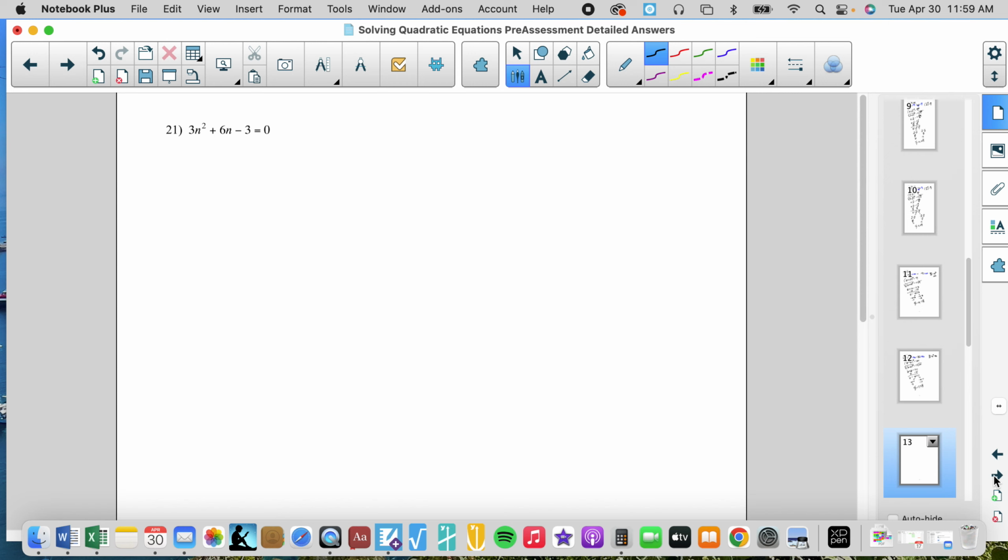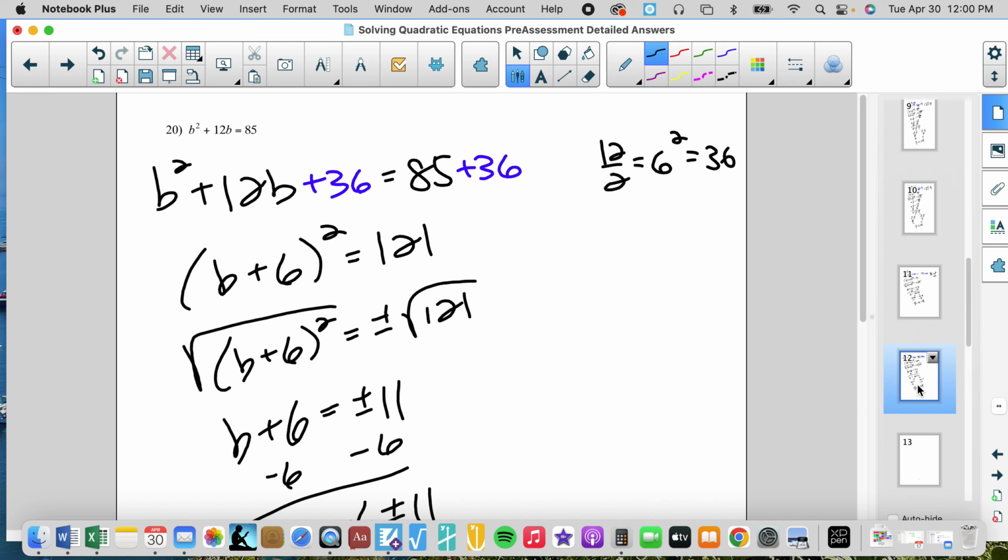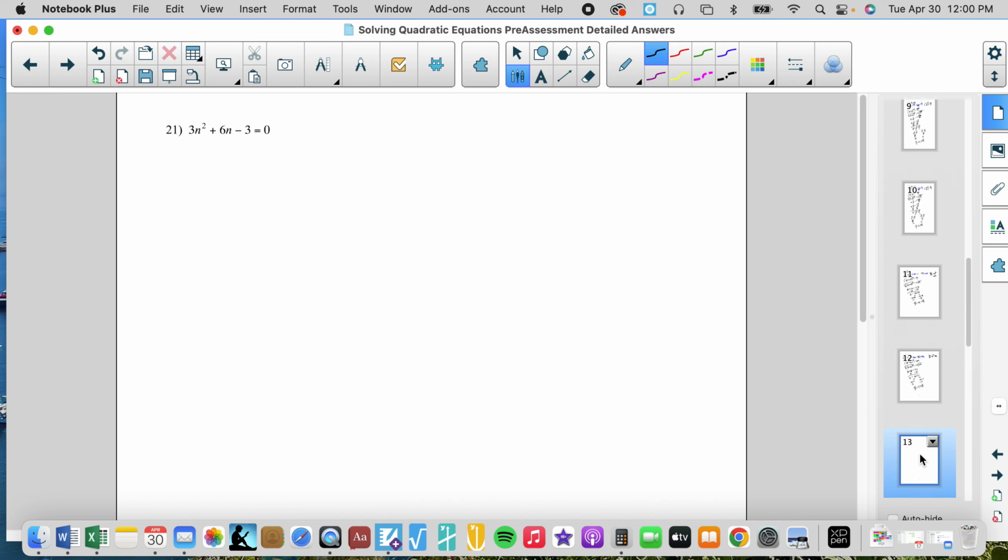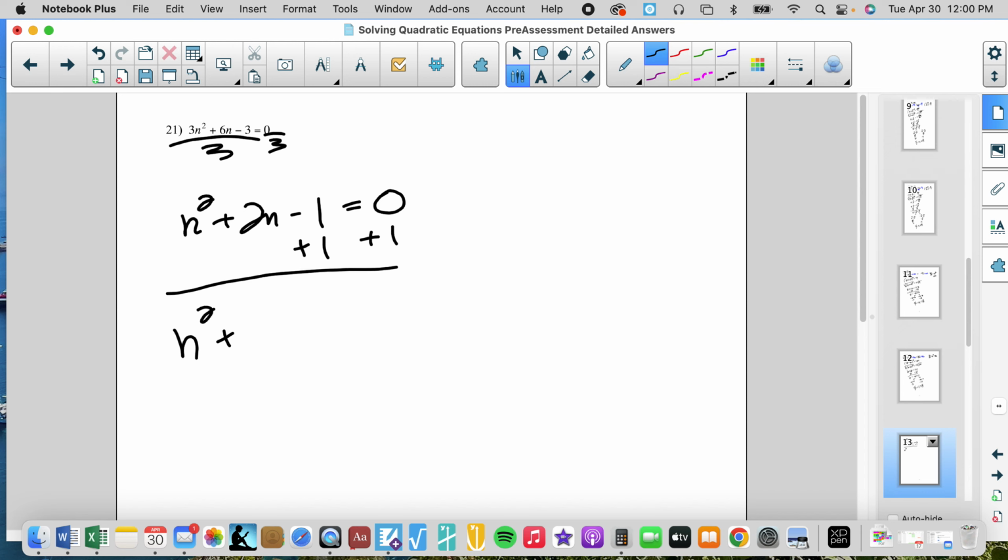Okay, let's, did I make a boo-boo? No, a is 1. So here, we can factor out a 3, or we can divide everything by 3. Divide everything by 3, and you get n squared plus 2n minus 1 equals 0, because my a needs to be 1. That 3 is dividing all three things. Now I'm going to move my constant over. So you get n squared plus 2n equals 1.